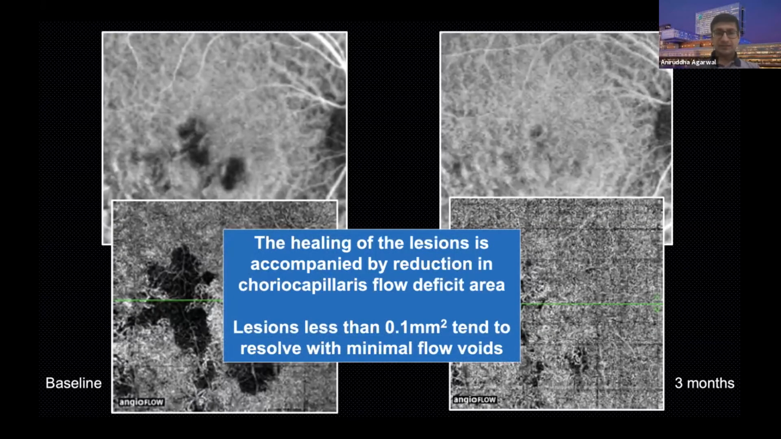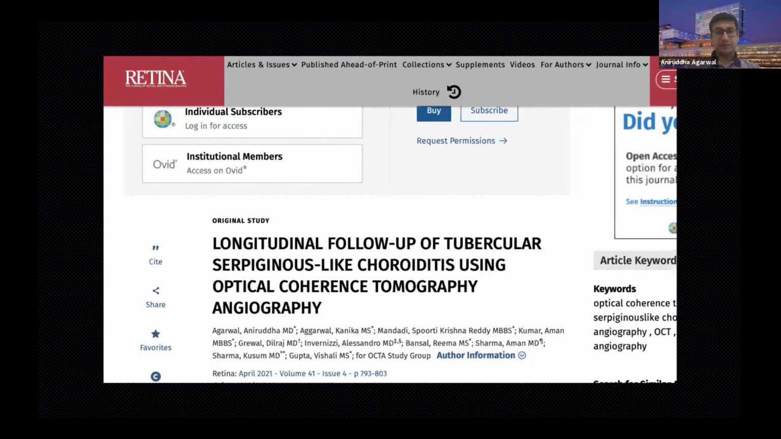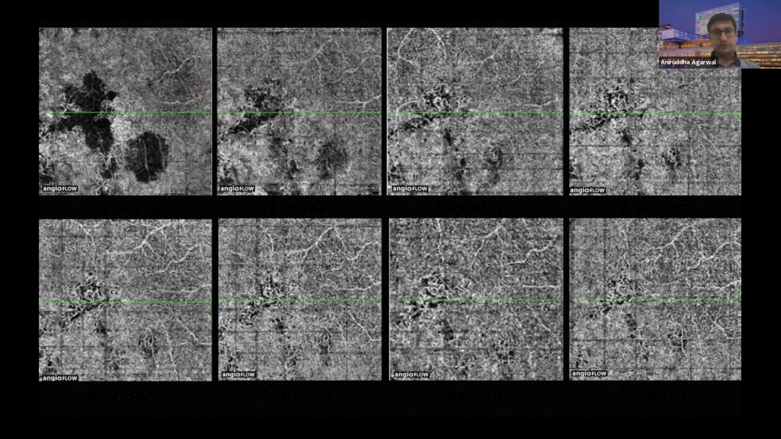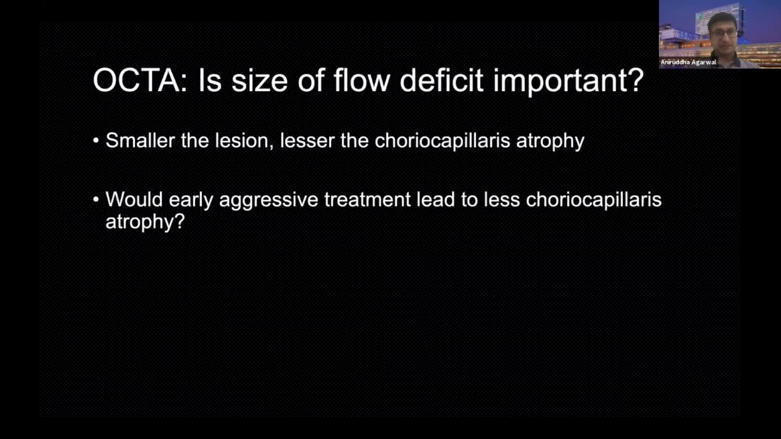We observe that lesions less than 0.1 millimeter square on OCTA tend to resolve with minimal flow voids, and our findings were published in Retina in 2021. And you can do a serial follow-up using OCT angiography in these patients.